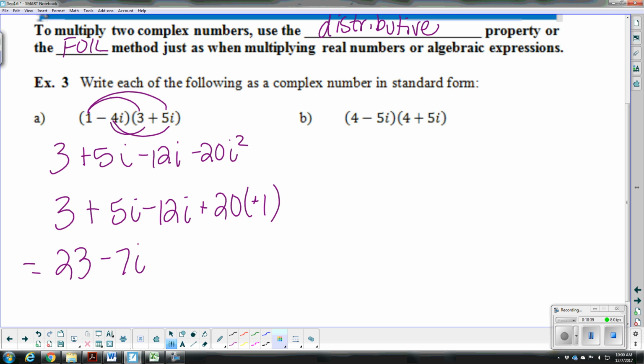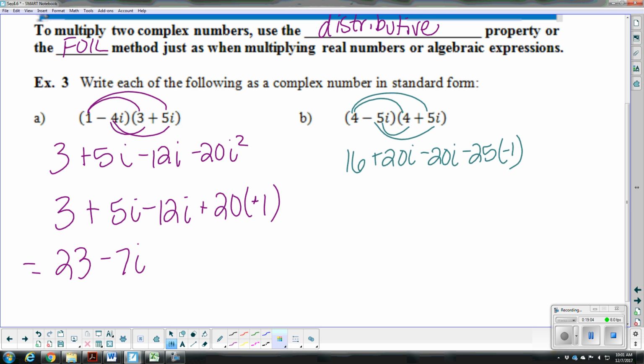All right, and then the second problem here. Again, we're going to use the FOIL method. So we've got 16 plus 20i, minus 20i, minus 25i squared, which is negative 5. Now, if you notice, this is the shortcut.